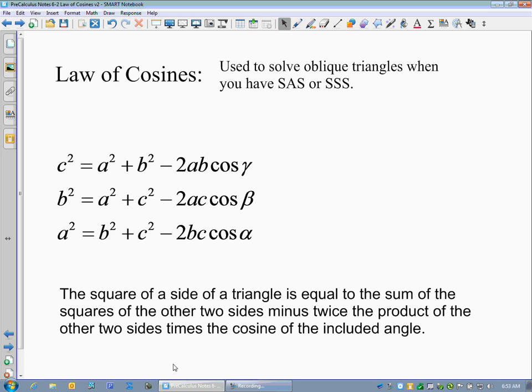The square of a side of a triangle is equal to the sum of the squares of the other two sides minus twice the product of the other two sides times the cosine of the included angle.